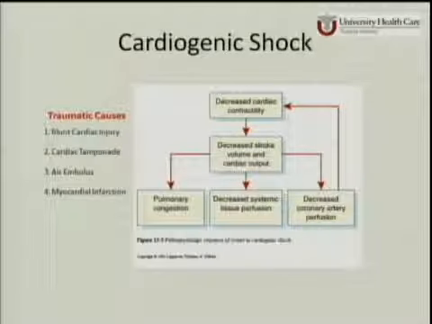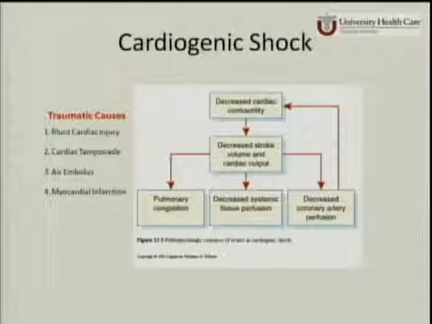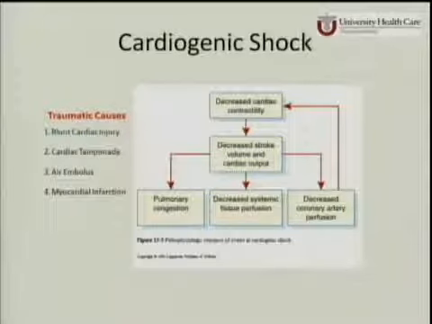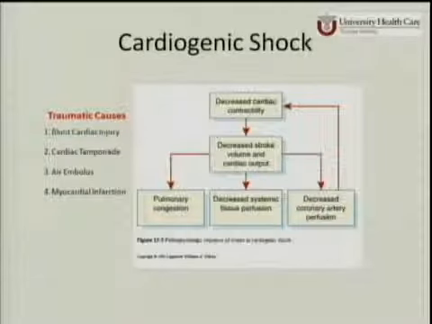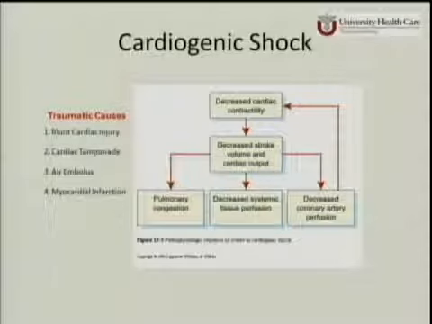So the next one is cardiogenic shock. We normally think of cardiogenic shock as being a primary cardiac issue, patients that have had an MI or patients that have severe heart failure. But in terms of trauma, there are several different things that can actually lead to cardiogenic shock. The first one is any blunt cardiac injury can cause cardiogenic shock. Cardiac tamponade can lead to cardiogenic shock, and we'll talk about tamponade in just a minute in a little more detail. Patients with an air embolus may also develop cardiogenic shock.